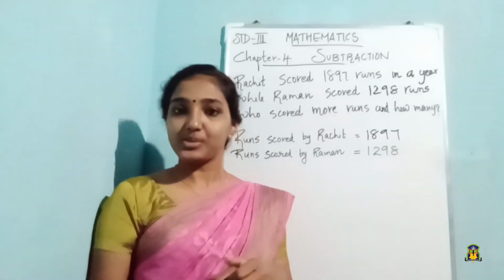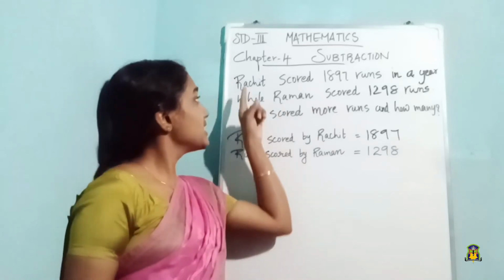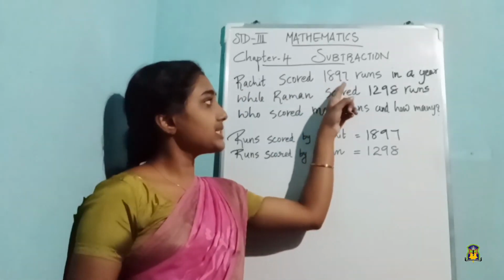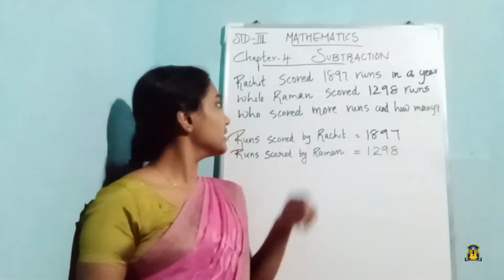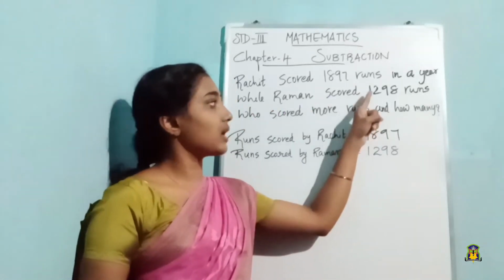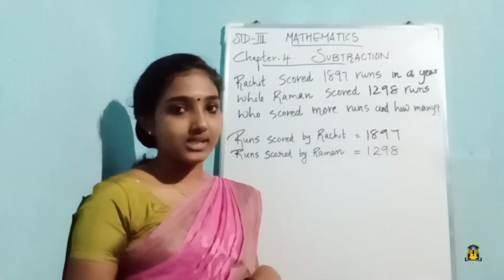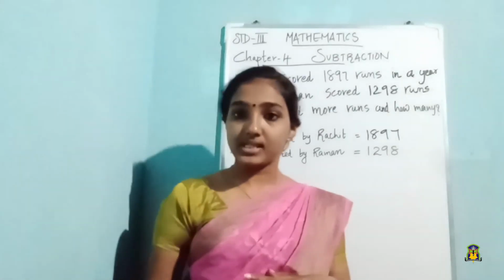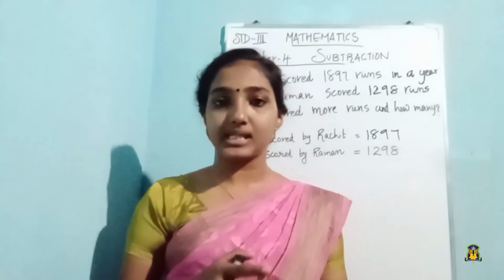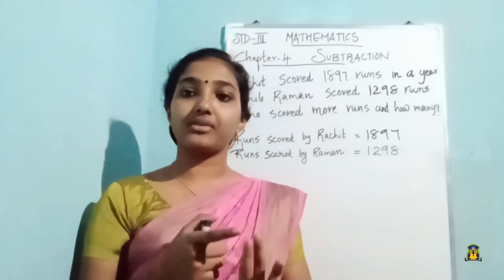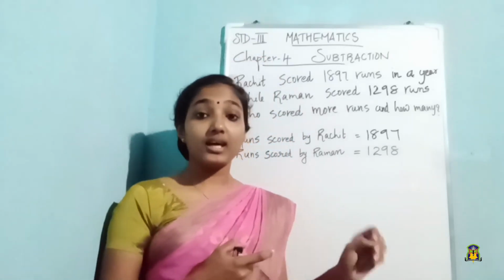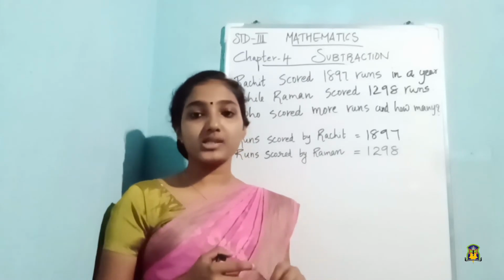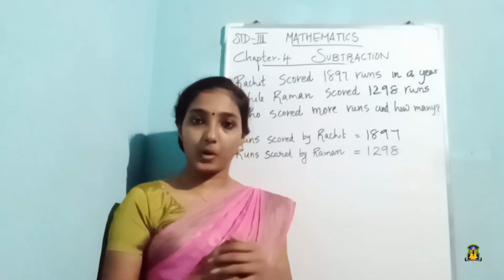Okay, moving on to our next question, and it is Rajat scored 1897 runs in a year, while Raman scored 1298 runs. Who scored more runs and how many? So in this question, the runs scored by two people are given, runs scored by Rajat and runs scored by Raman are given. And we are asked to find who has scored more runs and by how many.